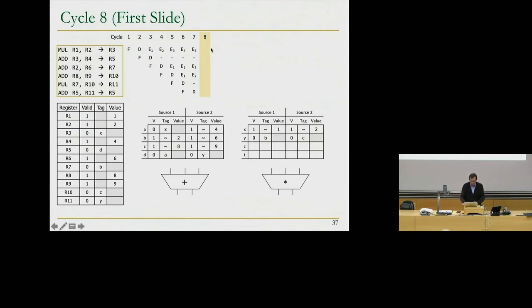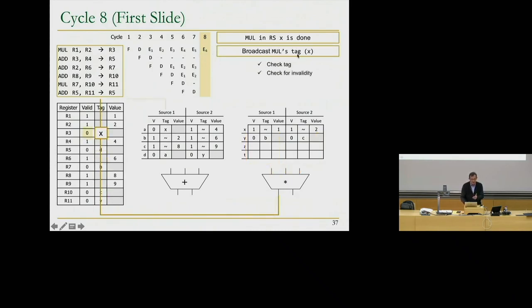This is the first slide, that's why. So what's happening in cycle 8? So multiply in RSX, reservation station X, is done actually, because this is the last cycle. And we're going to send the value out. We're assuming that in the last cycle of execution, you can send the value out in this case through bypass. So what we do is we broadcast multiply's tag.